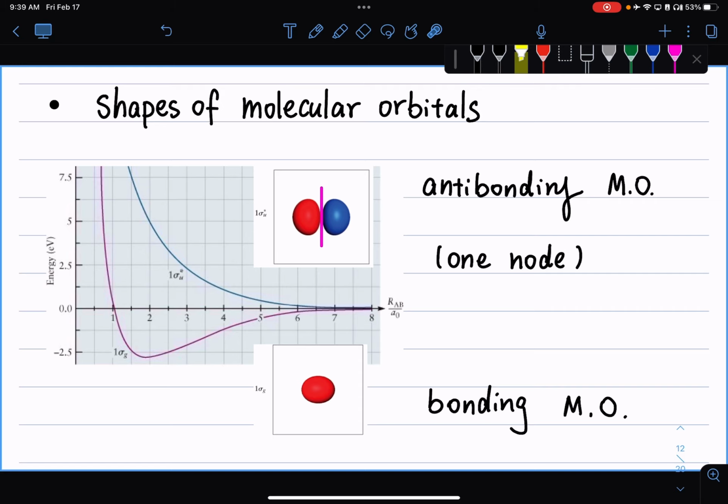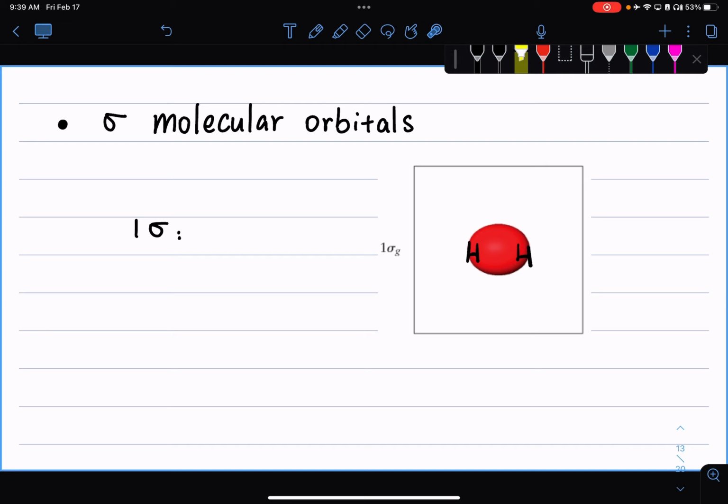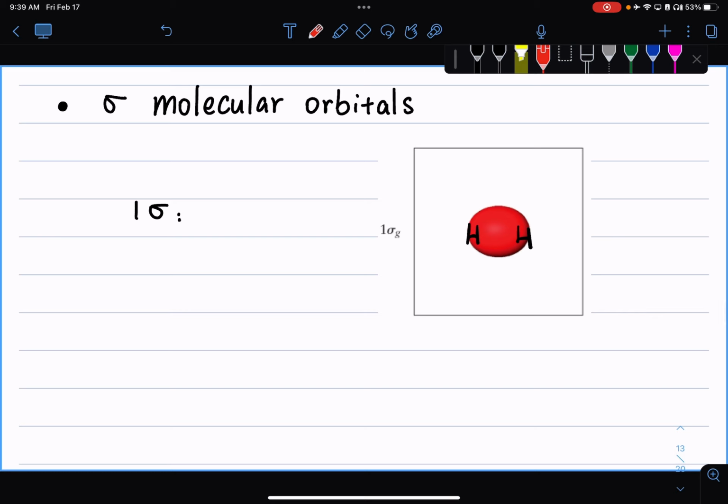So let me zoom it out a little bit more for you. Let's just look at this 1 sigma and 1 sigma star. So 1 sigma, that's the lowest energy molecular orbital for H2+. Every term here has some meaning. First term, 1 here, that's my energy index, non-integer. It's more or less equivalent to the principal quantum number in atomic orbitals.